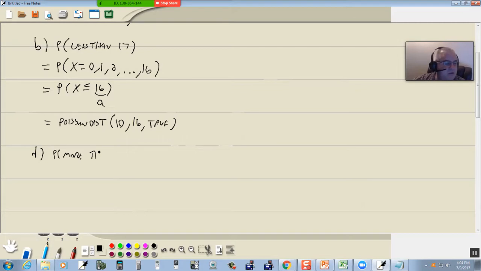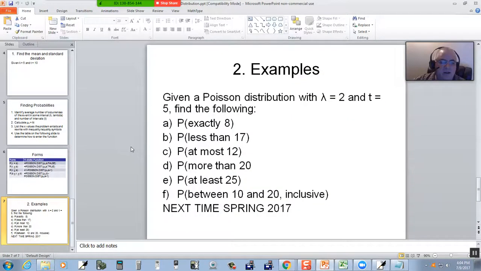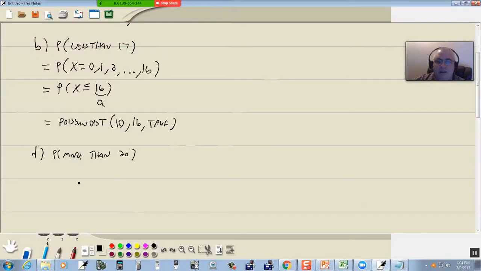More than 20. Now, the thing about Poisson is we assume infinity, even though it doesn't make a whole lot of sense. So when you say more than 20, that means 21, 22, on forever.